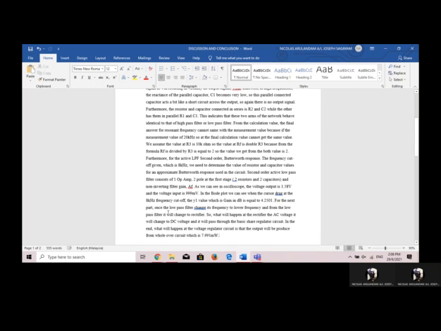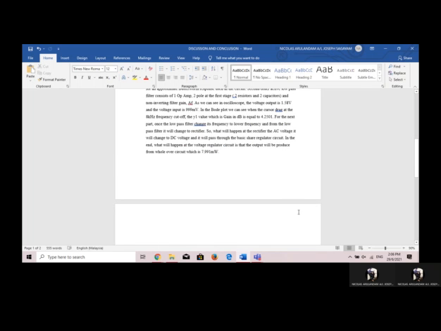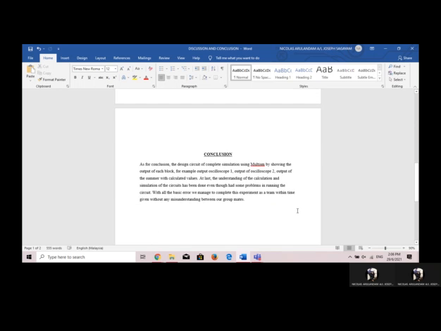For the next part, the signal from the low pass filter will be passed to the rectifier. The rectifier changes the AC voltage to DC voltage, and it will pass through the basic shunt regulator circuit. In the end, the output produced from the whole circuit is 7.991 milliwatt.